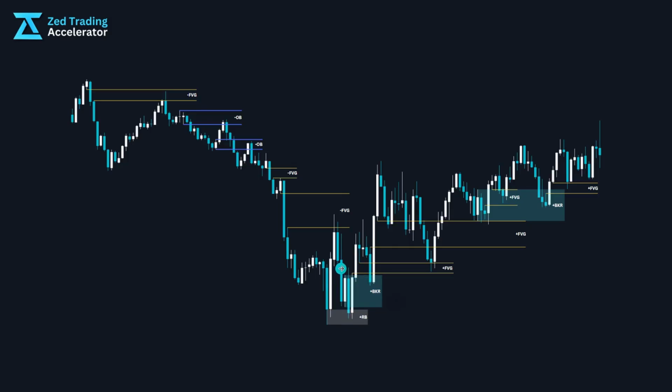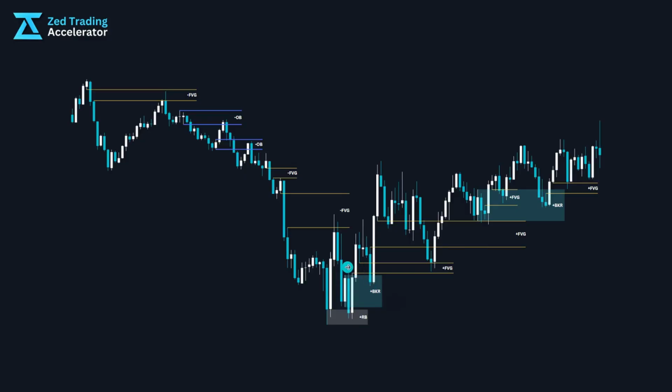We have here a market structure shift. We also have here a breaker block. Also, we have here a fair value gap. This is a high probability breaker block. A breaker block overlapping into a fair value gap is a higher probability breaker block. Price retraced lower inside this breaker block.